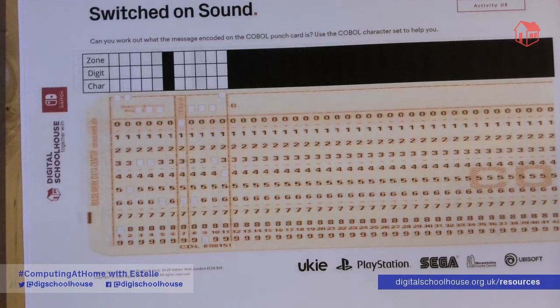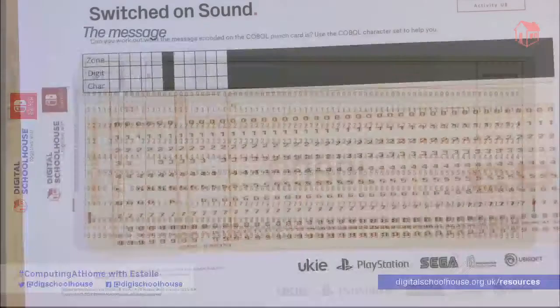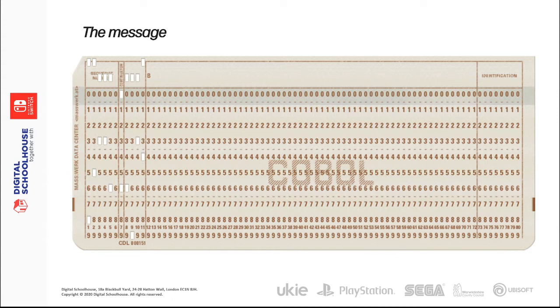As usual, I'm going to have a go at popping in the answer myself, and then I'll go through the answer so that you're ready, should you need a little bit longer. Okay, so I'm going to do my zones first, just like I showed you in the example one. And then I'm going to do the digits. Remember, all you do with the digits is you write down the number that's been punched out. Okay, and then I'm going to look it up in the character set, and then we'll see what you end up with. See if you end up with the same as me.